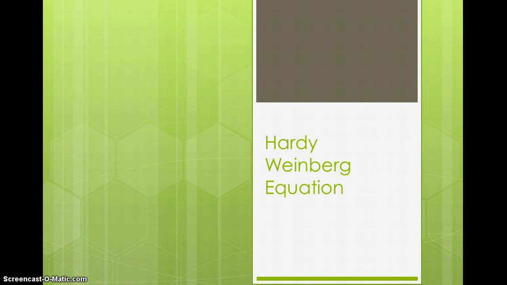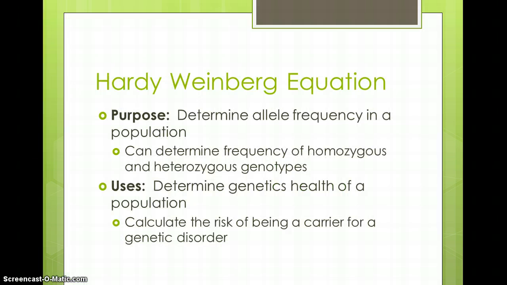Today we're going to talk a little bit about the Hardy Weinberg equation. Now, the main purpose of this equation is to determine the allele frequency in a population. So what we mean by that is we can determine how many genes out there are actually the dominant genes, how many genes are the recessive genes, and then using that information, we can figure out what percentage of the population is going to be homozygous dominant or homozygous recessive or even have a heterozygous genotype.